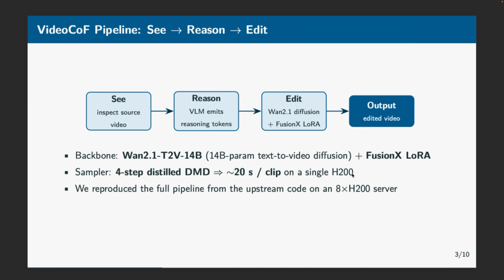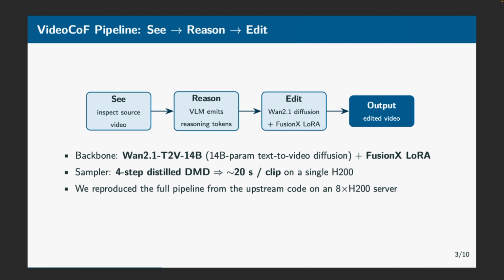The pipeline has 3 stages: see, reason, edit. A vision language reasoner inspects the source video and produces explicit reasoning tokens describing the target. These condition a WAN 2.1 text-to-video diffusion backbone, 14 billion parameters, augmented with a Fusion X LoRA. Generation uses a 4-step distilled DMD sampler, so a clip renders in about 20 seconds on a single H200.